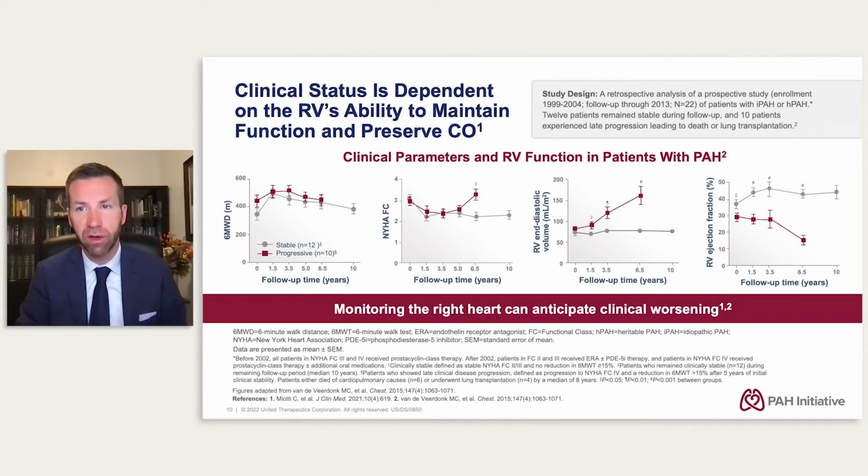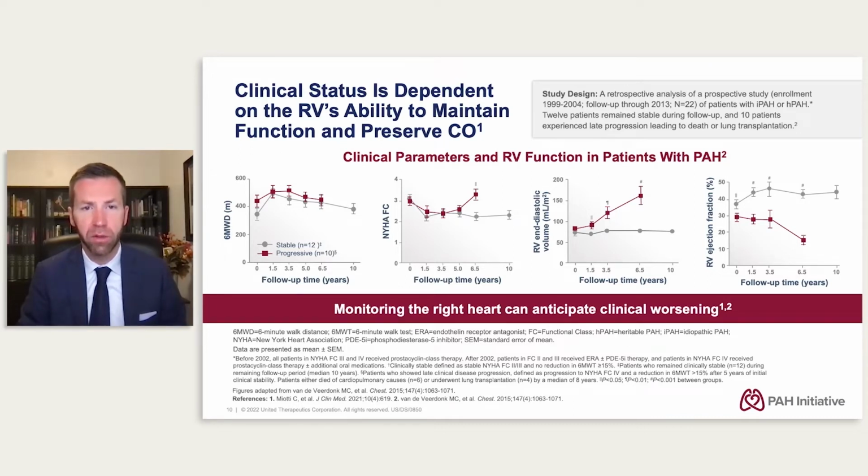In this study, which is a retrospective analysis of enrolled patients with pulmonary arterial hypertension, 22 patients overall, a small study, 12 of whom remained stable during follow-up, and 10 experienced late progression leading to death or lung transplant. What you can see is that the patients who are stable are this gray color with the circles. The patients who progressed are represented by squares. 6-minute walk distance, not much change. Not a big surprise. A lot of criticism over the years about 6-minute walk distance. No change between those who are stable and unstable.